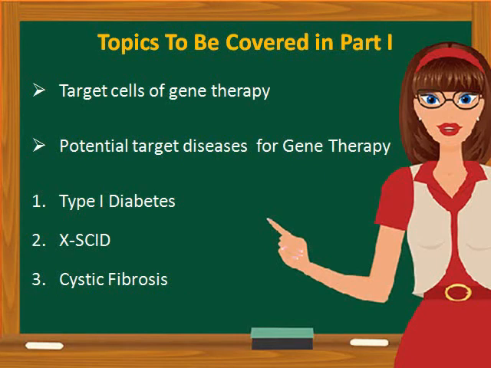Now, for the convenience of the students, I have divided this topic in two parts. In part 1, we are going to cover the target cells of gene therapy and 3 examples of potential target diseases for gene therapy: type 1 diabetes, x-scid and cystic fibrosis in detail.